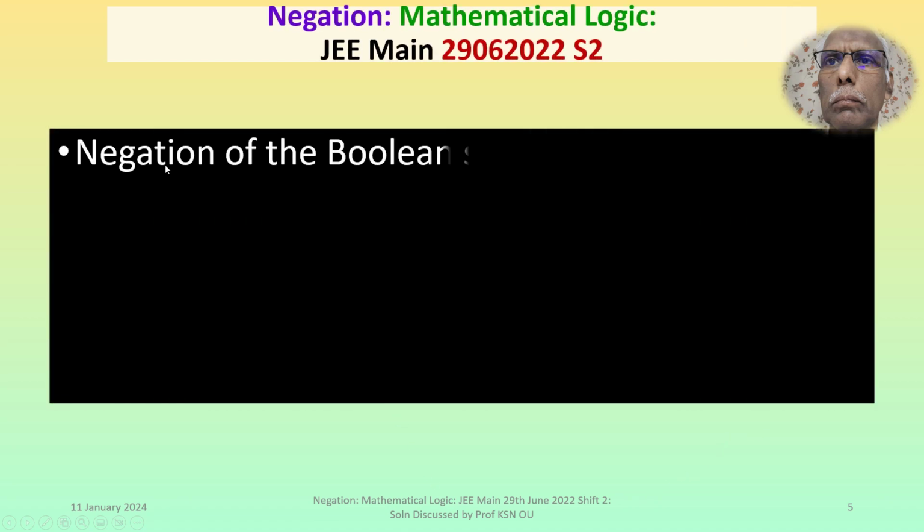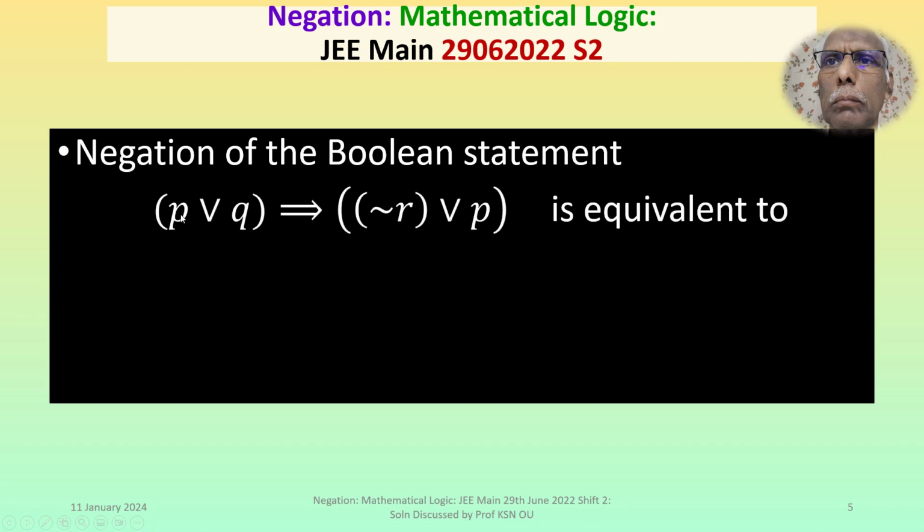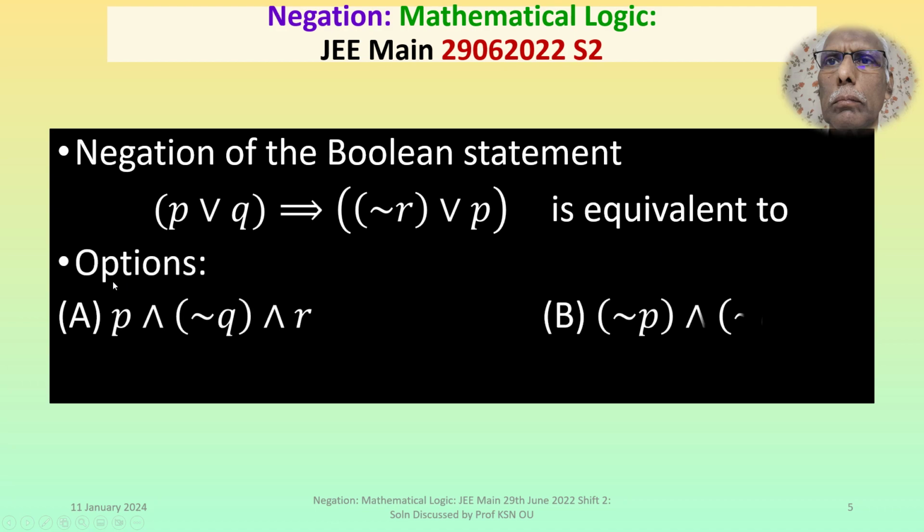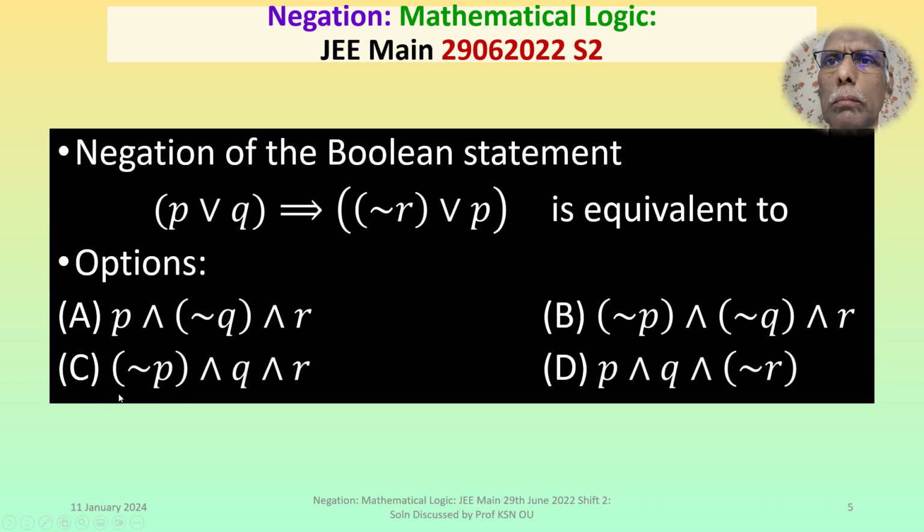The given question is: negation of the Boolean statement (P or Q) implies (negation of R or P) is equivalent to. We are given 4 options. Here are the 4 options: option A, option B, option C, option D. So we are given a Boolean statement, and we have to write down the negation of this Boolean statement.